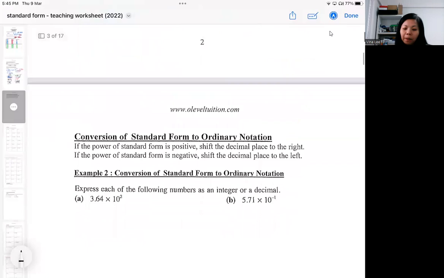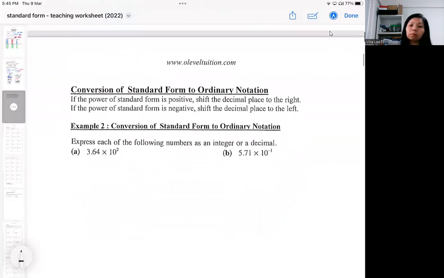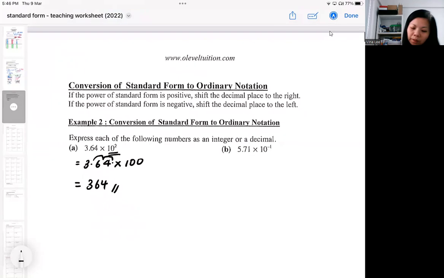Okay, then changing back to ordinary form is even easier. So for example, right here, this is a standard form that is equivalent to 100. Essentially, it's just telling you to shift the decimal place and you get 364. Then when you see 5.71 with 10 to the power -1, -1 is telling you to shift it back. So you shift the decimal place back, you will get 0.571.